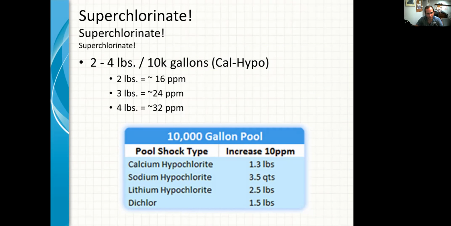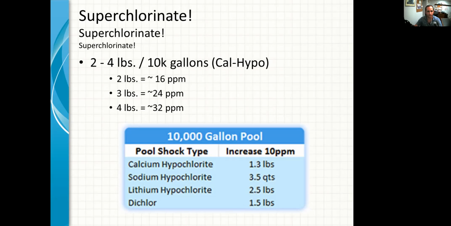So shocking the pool has to do with oxidation of chlorine. Also known as superchlorination, shocking, or oxidation, they are all the same thing. When you shock the pool, when you superchlorinate the pool, it oxidizes particles and breaks down inorganic and organic compounds that might be clouding up your water, contaminating your water. It breaks those down and helps clear up the water.